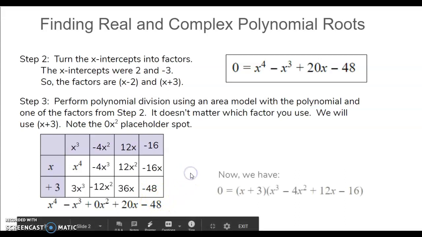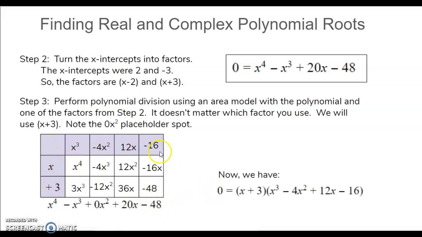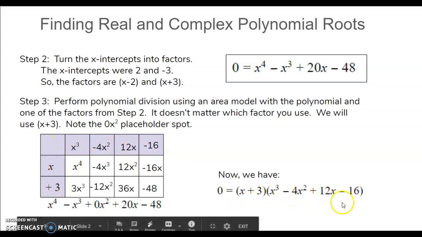So at this point, we are at 0 equals x plus 3 on the left plus the top stuff. And if I were to FOIL all of this stuff out, I would get back my original problem.